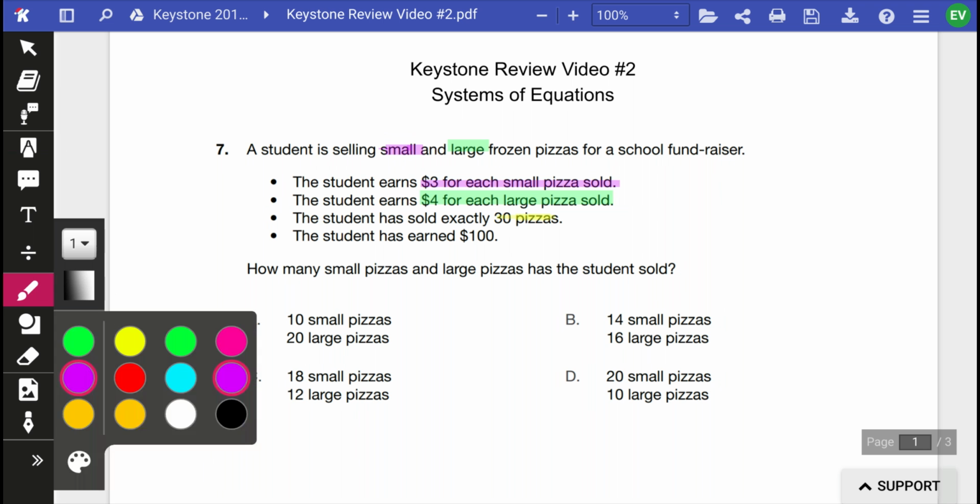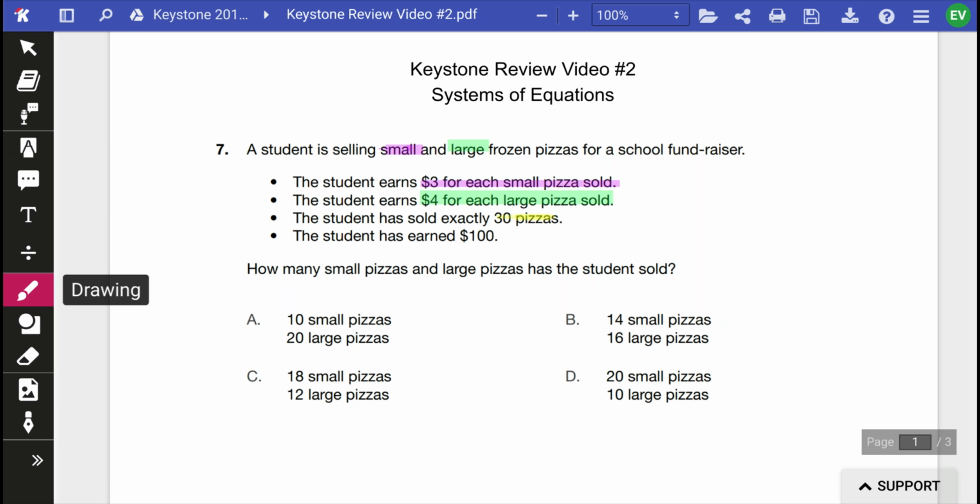So now I can put together my equations. I'm going to say my small pizzas are my x, my large pizzas my y. That way I can set up my equations. I know the total pizzas is 30, so that means x plus y must be equal to 30. I also have a dollar amount, and I know that the total sold is $100. So 3 times x plus 4 times y must equal $100. This gives me enough to start.